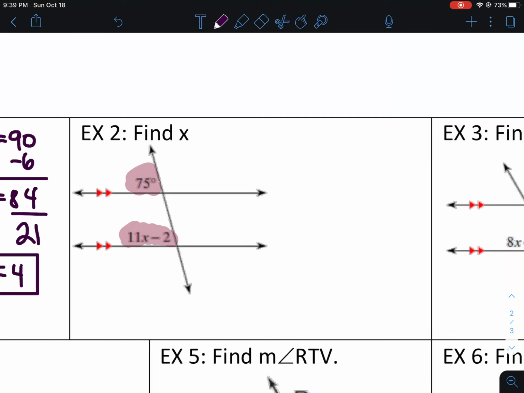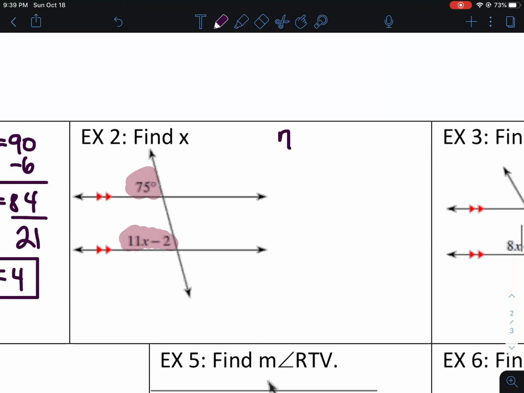So we know that 75 equals 11x minus 2. Again, this is a part equals part problem. This angle and this angle are equal. A shortcut to figure out if it's part plus part or part equals part is if they're both acute, then it's part equals part. If they're both obtuse, it's part equals part. But if one is acute and one is obtuse, then it's going to be part plus part equals 180. So that's a little shortcut to help you out.